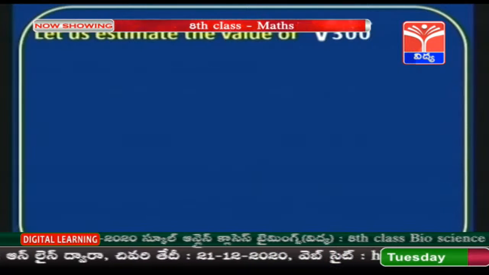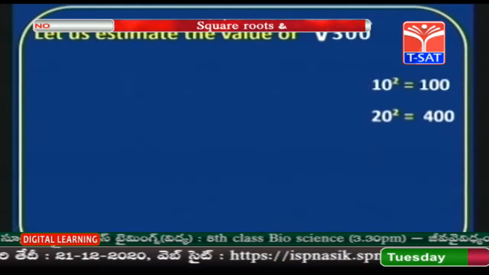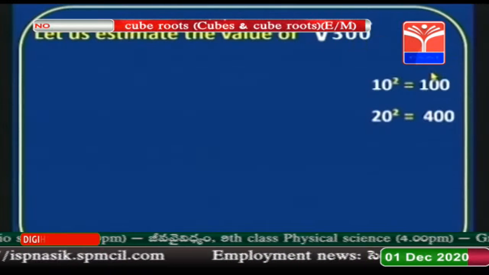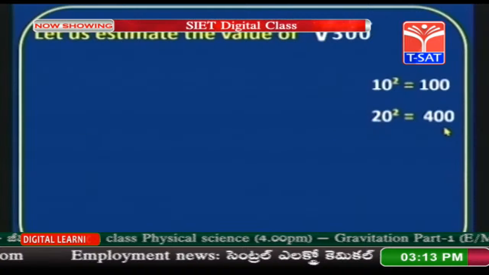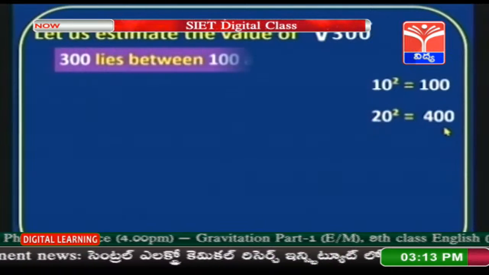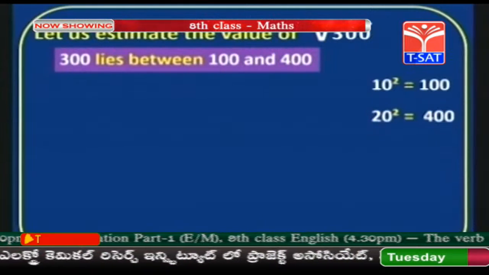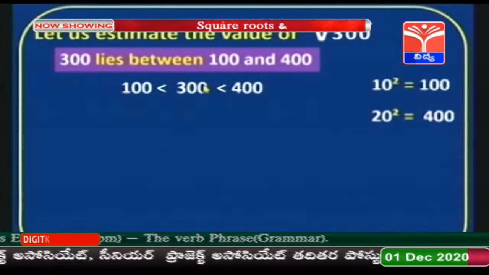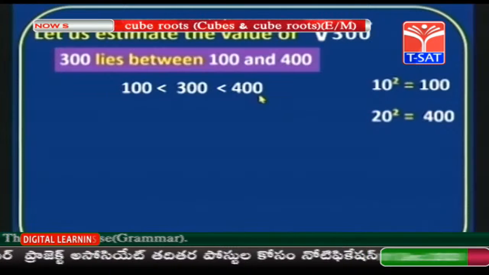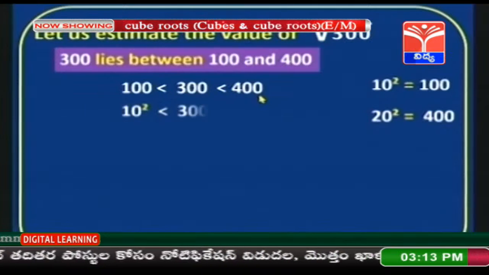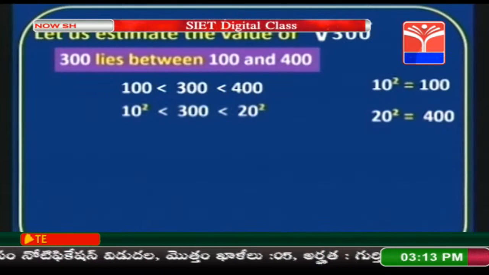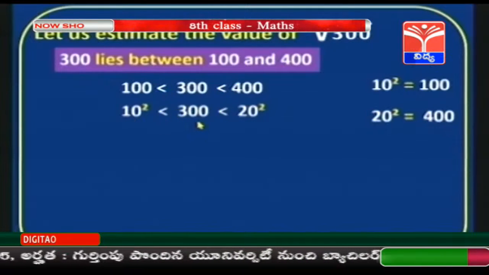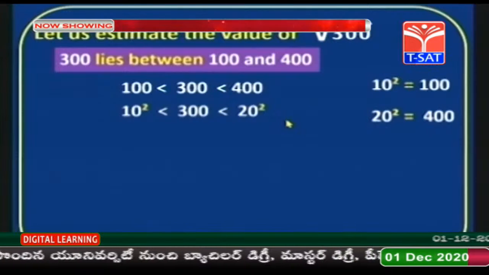Let us estimate the value of root 300. 10 square is 100, 20 square is 400. This 300 is between 100 and 400. So 300 lies between 100 and 400, so I can say 100 is less than 300 is less than 400. 100 can be taken as 10 square, 400 can be taken as 20 square. So I can write 10 square less than 300 less than 20 square.